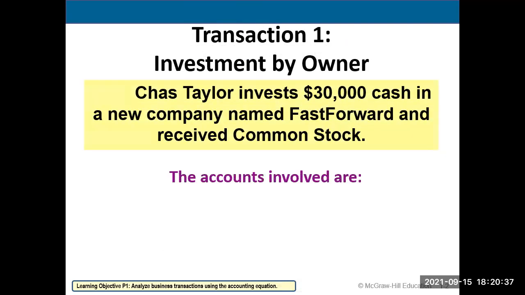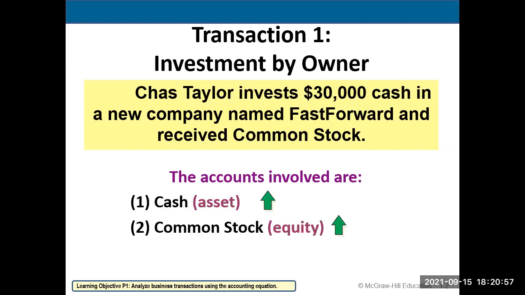So what we're going to do now is just look at some transactions and see how they'll impact that basic or fundamental accounting equation. Our first transaction is an investment by the owner. Chaz Taylor invests $30,000 cash in the new company and receives common stock. So the accounts involved are going to be cash and common stock. Our cash is going to go up, and our common stock, which again represents money put in by the owners, will also go up.